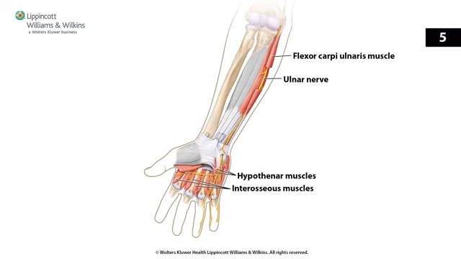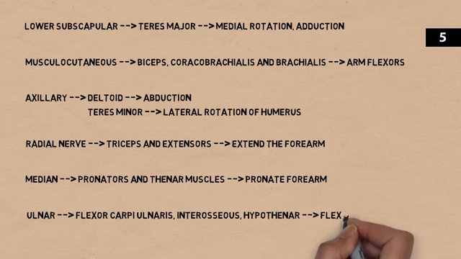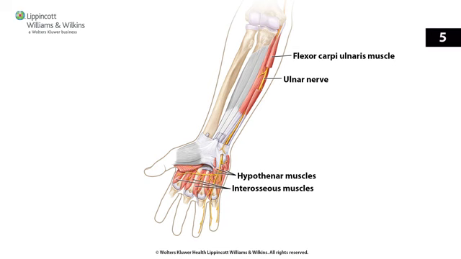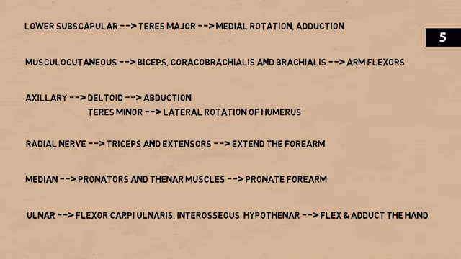Ulnar nerve, so flexor carpi ulnaris, interosseous muscles, and your hypothenar muscles. So in the forearm, the ulnar nerve acts to flex and adduct the hand. And the hand, again, we'll cover in more detail when we go through the pathology. Okay, so that's another review of the upper extremity nerves and the muscles, and we've also labeled the brachial plexus. All right, so make sure that you can label that brachial plexus and know what muscles are innervated by those nerves of the brachial plexus.